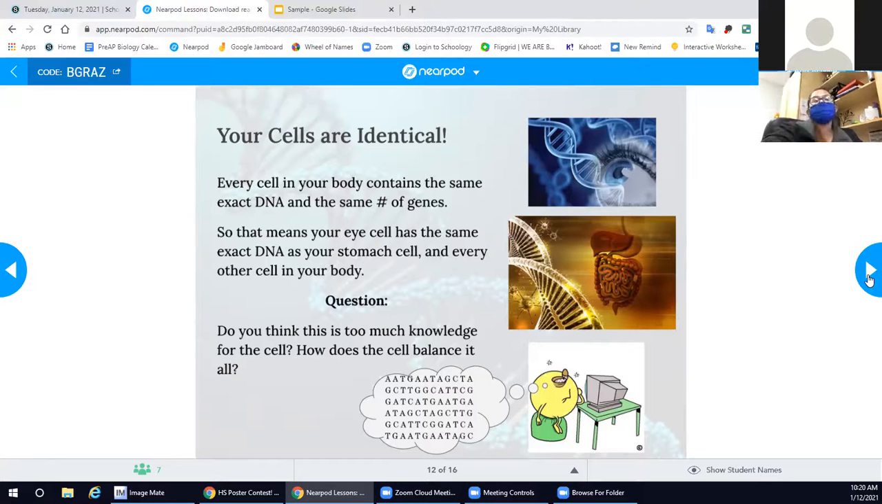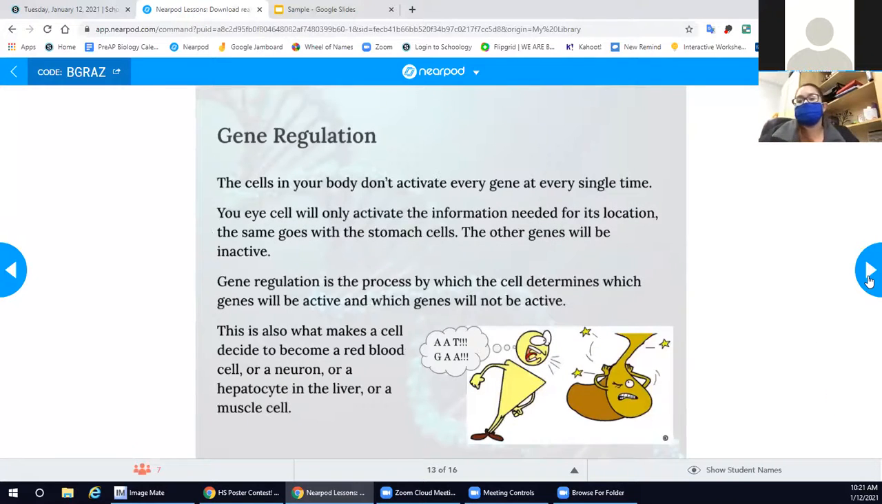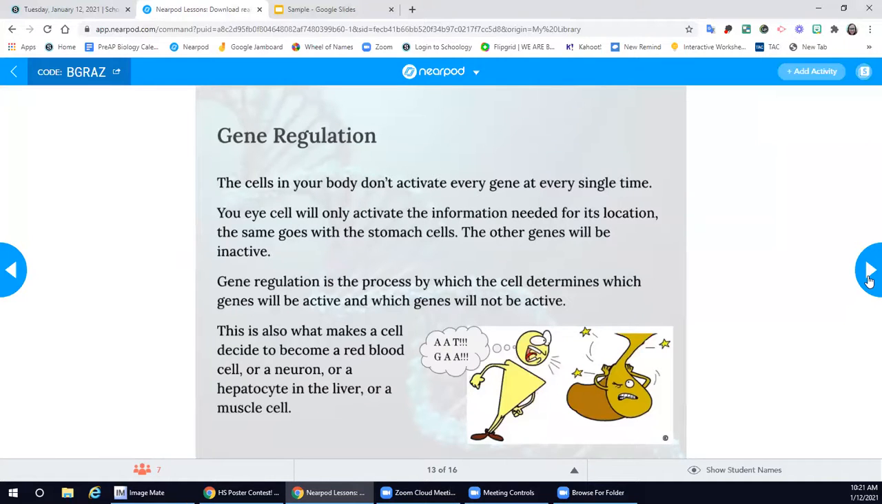So your cells are going to balance all of that information with something called gene regulation. The cells in your body don't activate every gene at every single time. Your eye cell will only activate the information needed for its location. The same goes with the stomach cells, and the other genes will be inactive. So in your eye, the cells in there are only going to turn on the DNA that's needed for that location, for that eye.